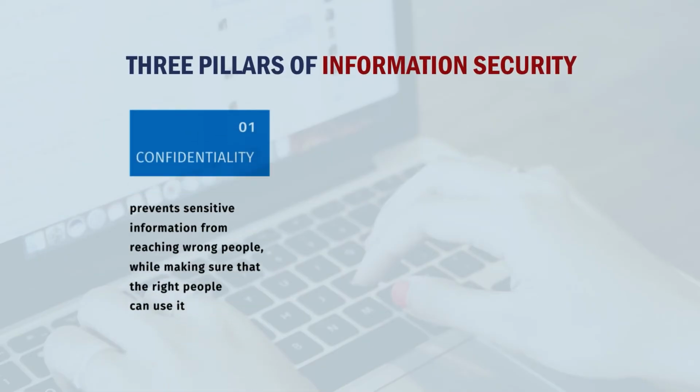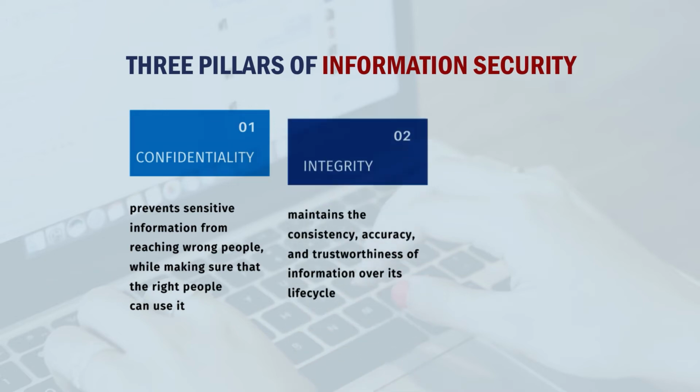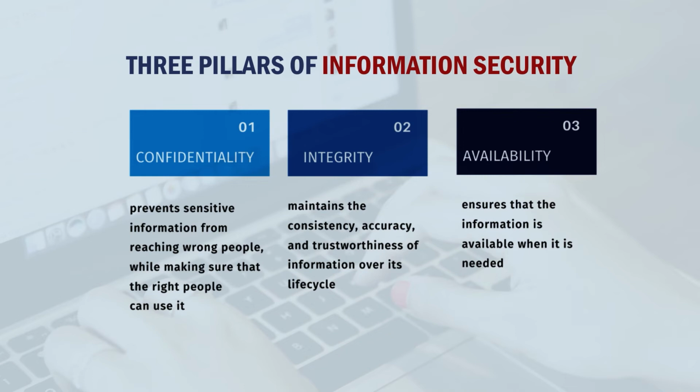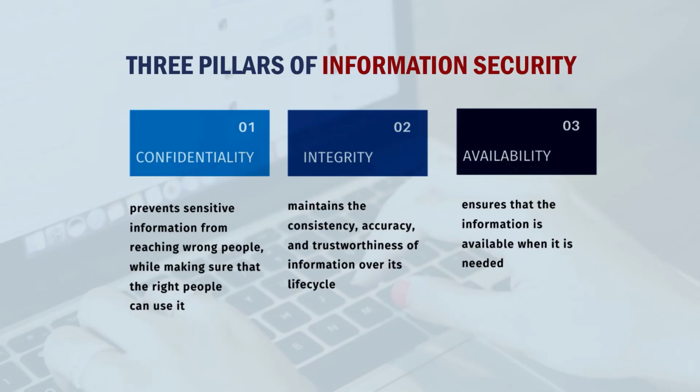So if you talk about the three pillars of information security, it talks about confidentiality, integrity, and availability. Confidentiality is to prevent sensitive information from reaching the wrong people, while making sure that the right people can use it. For that, we have to use passwords, or a combination of passwords in alphanumeric, or various numbers, or numbers which are different in nature, so that a strong password can be developed. And when you talk about integrity, it maintains the consistency, accuracy, and trustworthiness of information over its life cycle.